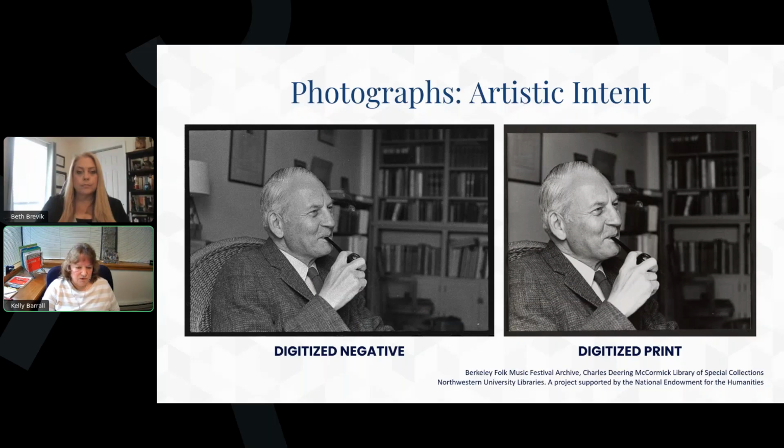In this example, you can see the decision that was made to crop the image as well as adjust the tone. The digitized negative has a lot of detail, but the photo is a bit warmer, and your eye is drawn to the photographer's focus. The dark contrast against the subject's profile makes him really stand out.